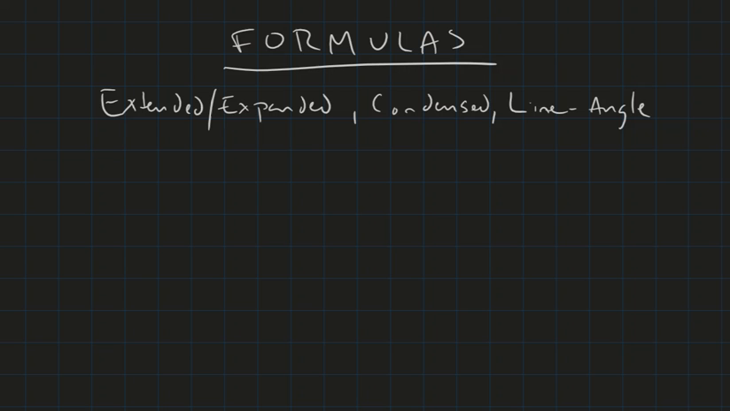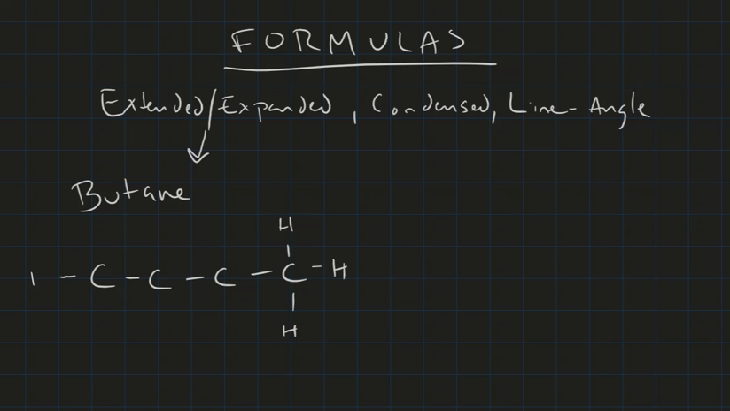So let's start with our expanded. This looks a lot like a Lewis structure. You've probably seen stuff like this. Let's do butane. And butane looks like this. It has 4 carbons. And then at the ends here, we have 3 hydrogens. And then we have 2 hydrogens on each of these inner carbons. So this is what's called the extended or expanded.